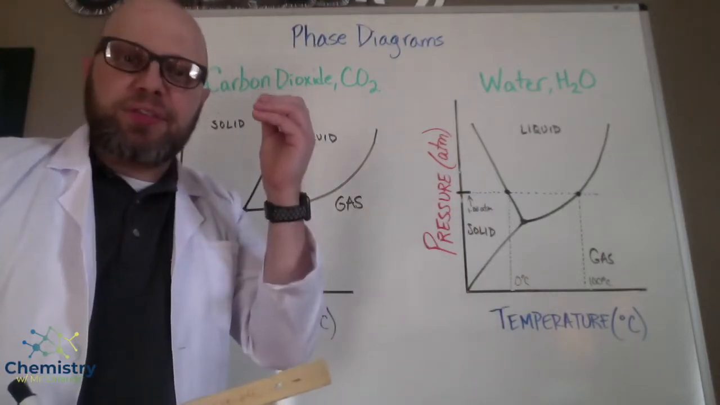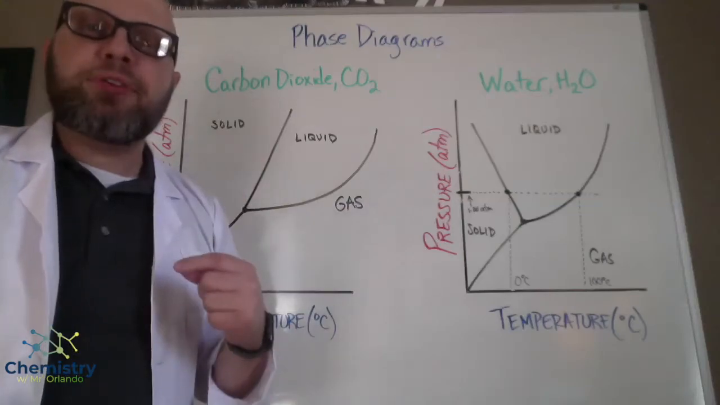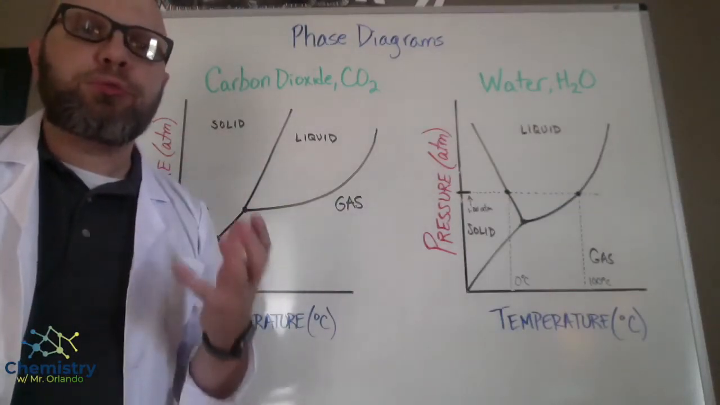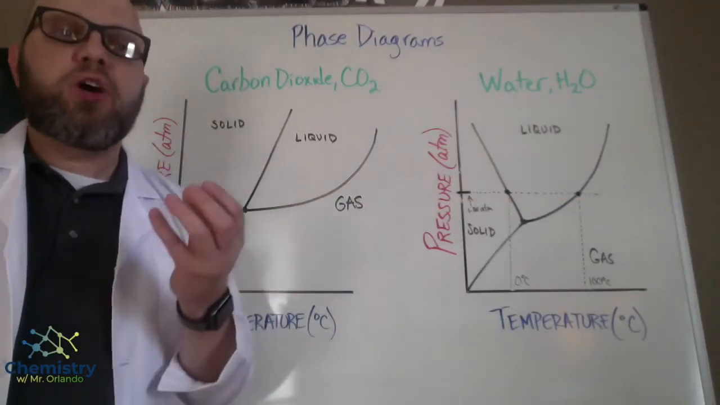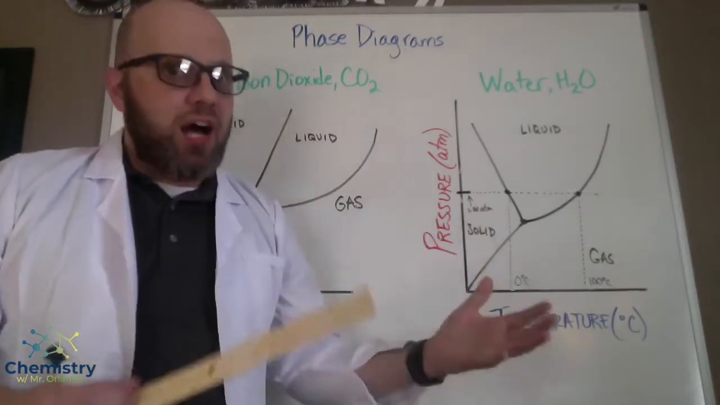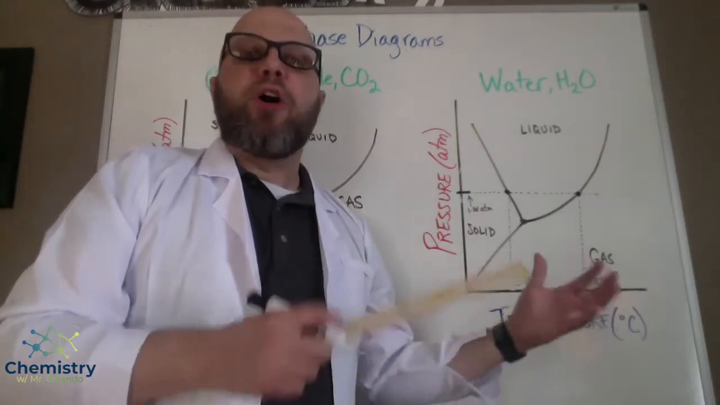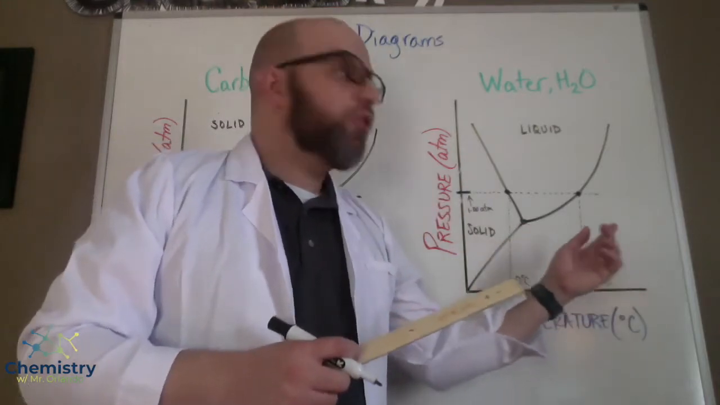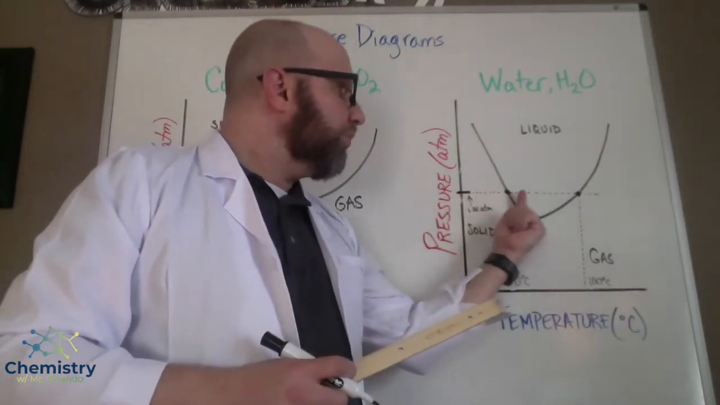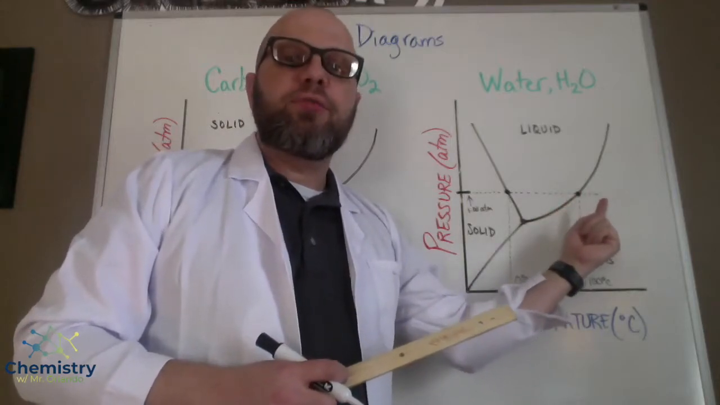But think about this for a second. At 1 atmosphere, we experience all 3 phases of water. So we know water as solid, ice. We know water as a liquid, like when we turn on the faucet. And we've all boiled water, so we know water can turn into steam. So at 1 atmosphere, you're going to see all 3 phases of water.